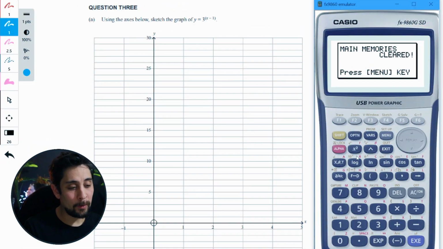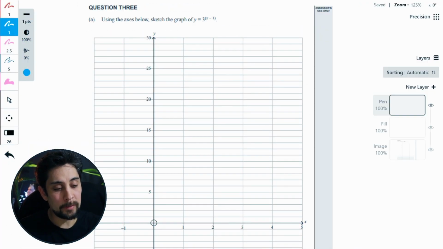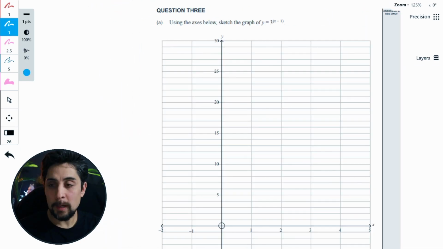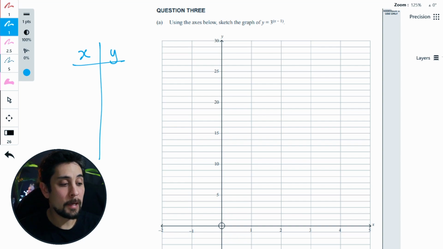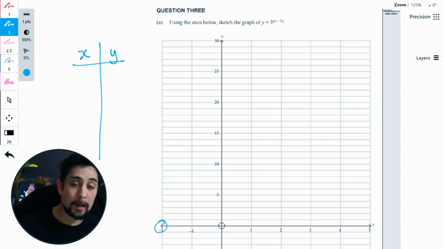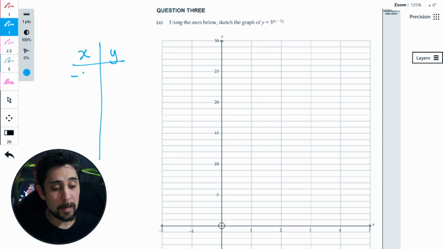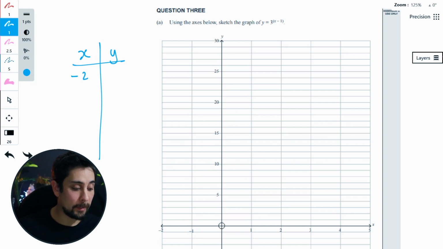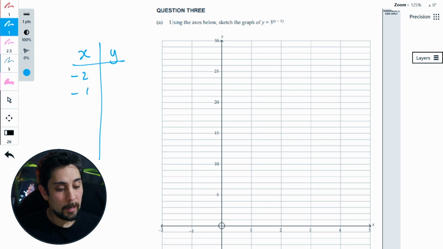It says here, using the axes below, sketch the graph of y equals 3x minus 1. So on our paper here, let's write up a bit of a table. We have some x values and some y values. The x values start at -2, so we're going to start at -2, then go to -1, and up to some of these values: -1, 0, 1, 2, 3, and 4. I'm not actually going to do the last one.